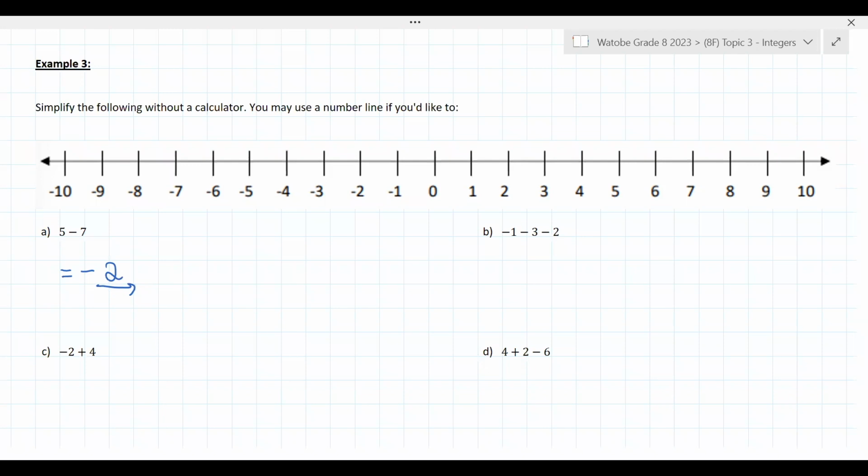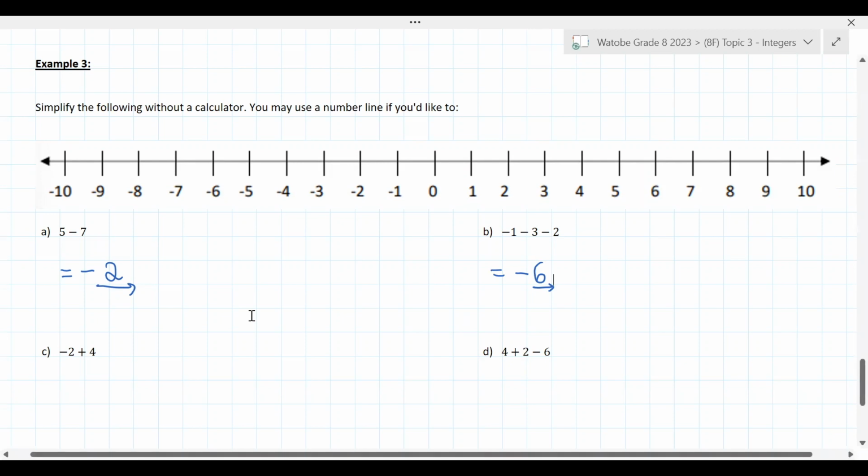So Lisa, do you want to give me B? There should be a little pop-up to unmute. There we go. Ma'am, the answer for B is -6. Excellent, well done. So B is -6. Very, very nicely done. Well done. Mia Lenny, do you want to give me, what are we on, C?